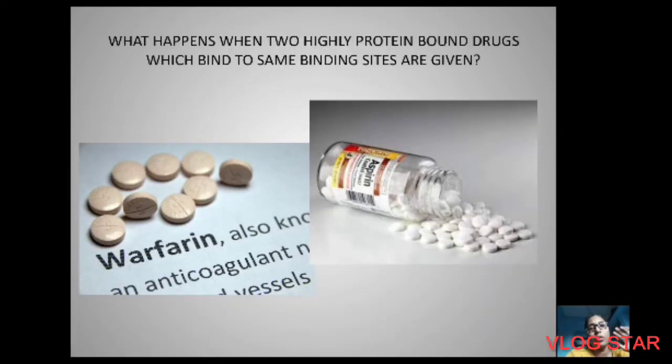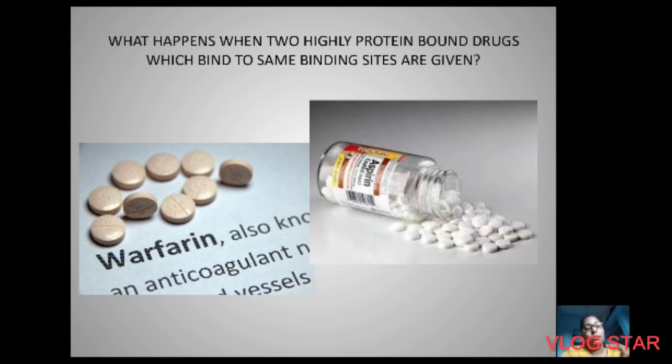Next, think about this situation. You have two highly protein bound drugs, warfarin and aspirin. Warfarin is an anticoagulant, and aspirin is a salicylate. So these two drugs are there, and you are giving them at the same time. So what can happen?